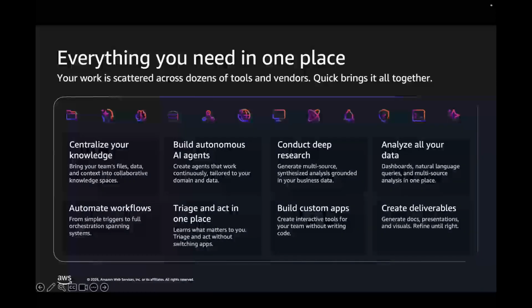So we all know that very often your work is scattered across dozens of tools and vendors. And the thing with Quick is that it connects to over 120 apps and brings it all together in one place. And you're going to hear this theme multiple times throughout this webinar. So now let's look at capabilities, but not just features, but what outcomes they drive for you.